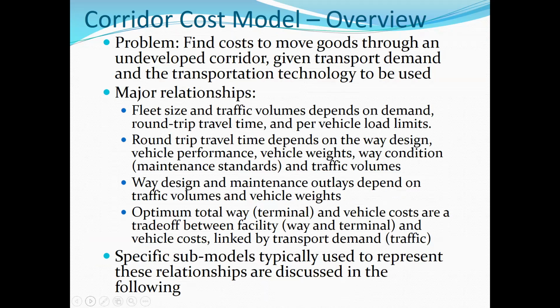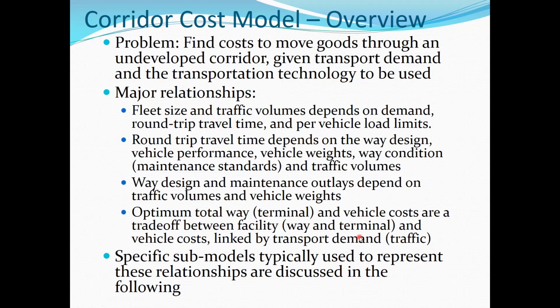So here are some major relationships. We talked about this. Fleet size and traffic volume depend on the demand, round trip travel time, and per vehicle load limits. Round trip travel time depends upon how well your road is designed, whether the trucks can travel faster on it, how good the vehicles themselves are, vehicle weight and weigh condition, and the maintenance standards. And this is exactly what we're going to work on in our lab. We're going to work on what kind of maintenance standards we should adopt so that we minimize our total cost.